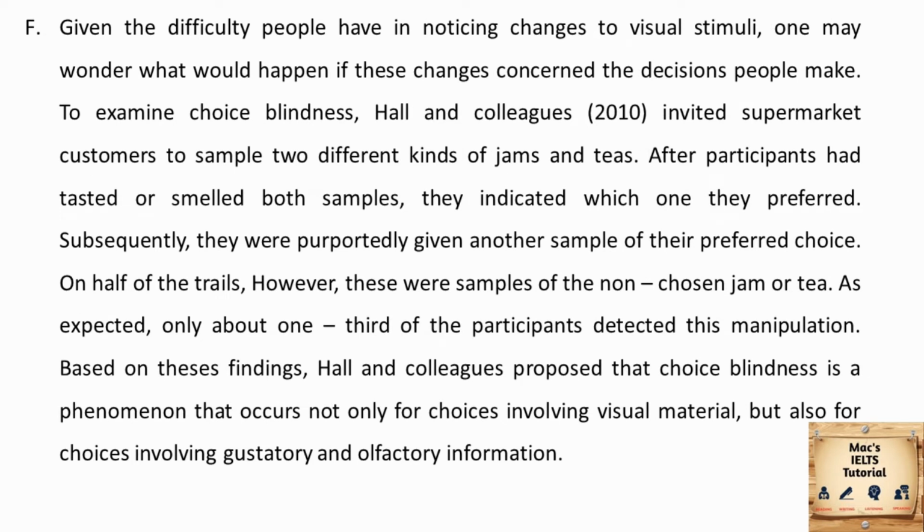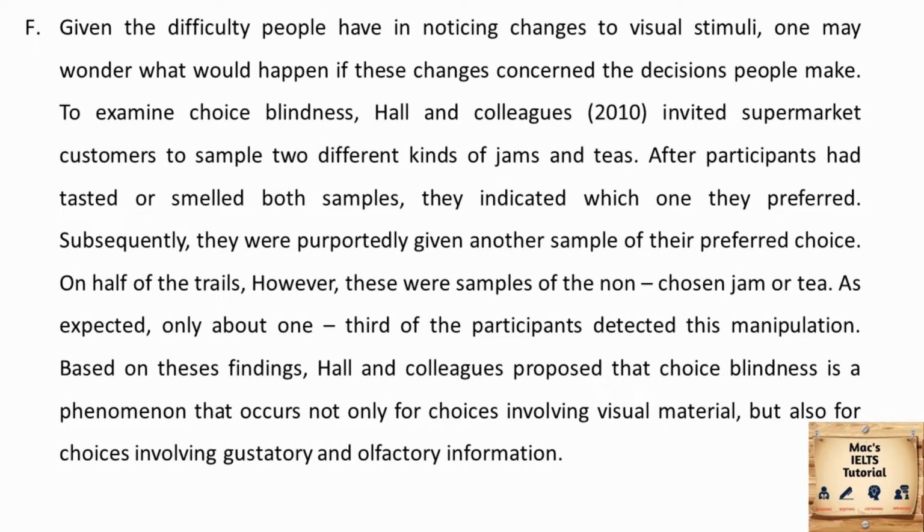Given the difficulty people have in noticing changes to visual stimuli, one may wonder what would happen if these changes concern the decision people make. To examine choice blindness, Hall and colleagues invited supermarket customers to sample two different kinds of jams and teas. After participants had tasted or smelled both samples, they indicated which one they preferred. Subsequently, they were purportedly given another sample of their preferred choice. On half of the trials, however, these were samples of the non-chosen jam or tea.